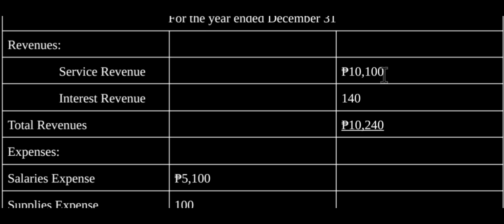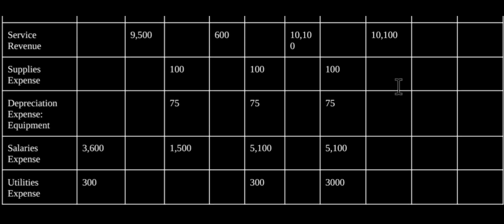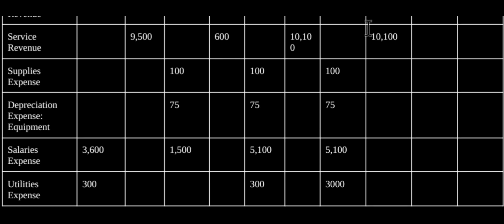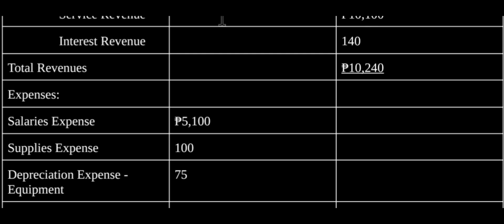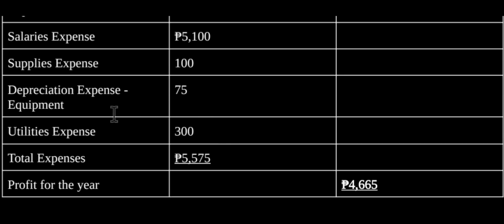Service revenue, which is 10,100. Look at here, service revenue here. Next we have interest revenue, which is 140. So the total revenues is 10,240 pesos. Now for the expenses, we have here the salaries expense, which is 5,100 pesos. The supplies 100. Depreciation expense for equipment, we have here 75 pesos. The utilities expense, which is 300.